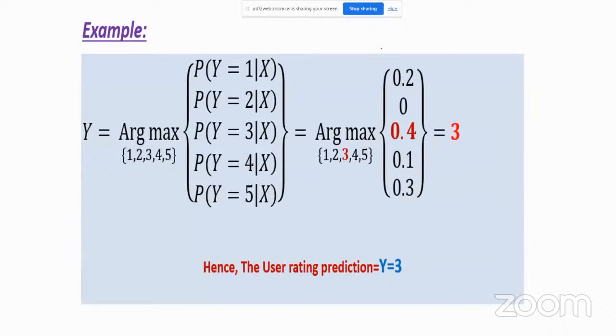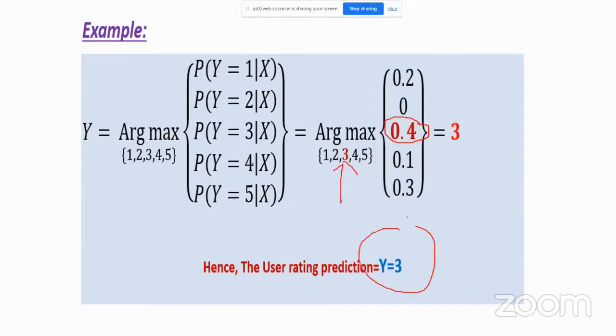Here you can see, I already gave an example. Here you can see clearly. So argmax, how many ratings do we have, 1 to 5, and all the probability values, P of y equal to 1 rating, P of y equal to 2, 3, 4, 5, and these probabilities are calculated and given here. 0.2 for rating 1, 0 for rating 2, 0.4 for rating 3, 0.1 for rating 4, 0.3 for rating 5. So out of this, what is the maximum probability? The maximum probability is 0.4, and this 0.4 corresponds to which rating? 3. So therefore, the rating prediction is nothing but 3.